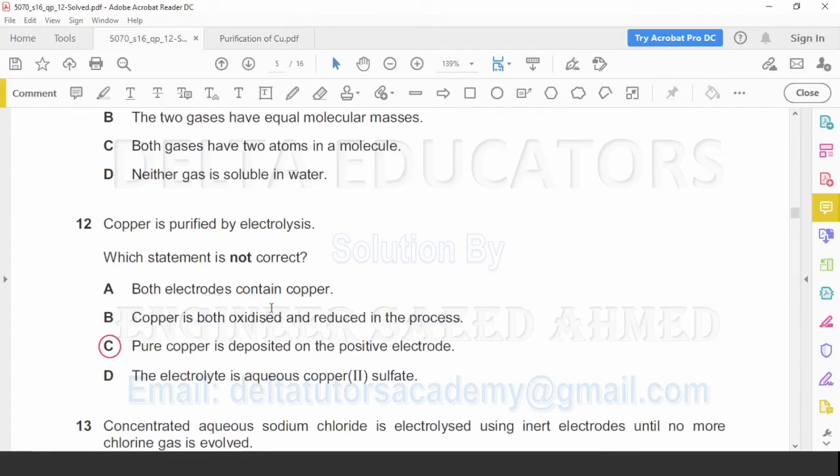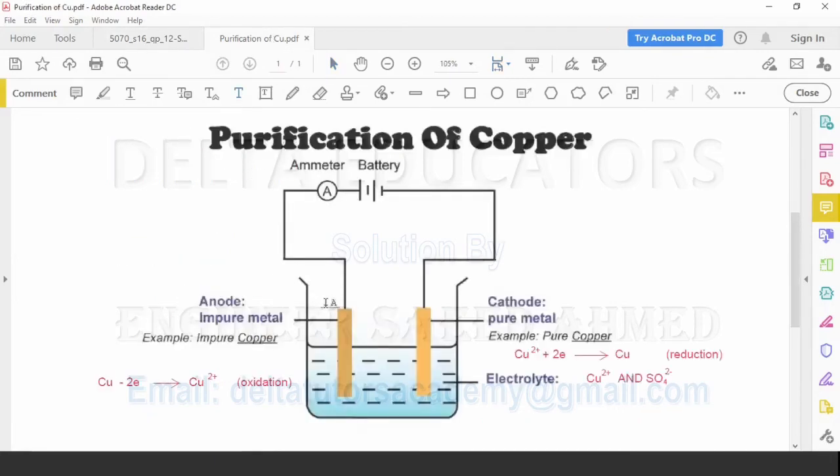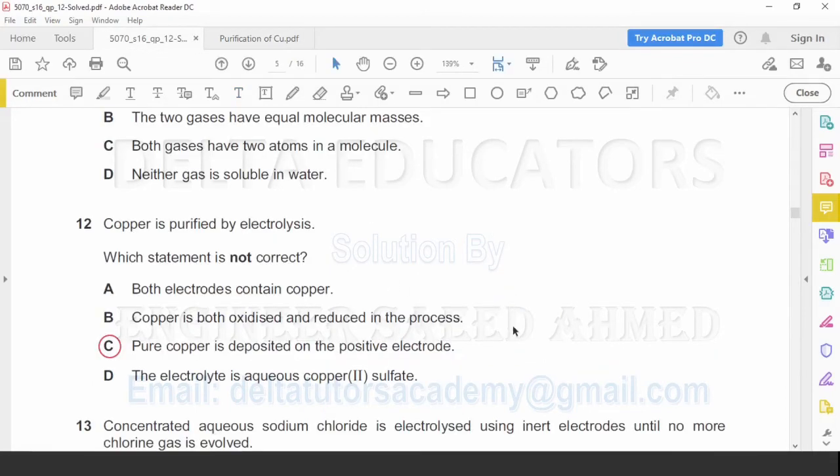B. Copper is both oxidized and reduced in this process. It is also correct. At anode, at impure copper rod, what happens? Copper loses 2 electrons and it is converted to copper ion. Since loss of electron is called oxidation, at anode copper is oxidized. At cathode, copper ions gain 2 electrons and are converted to copper atom. Gain of electron is called reduction, so at cathode copper is reduced. So here we have both oxidation and reduction. So this one is also correct.